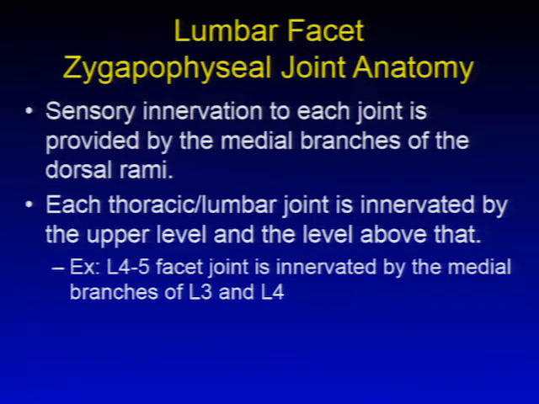Just like in the neck, lumbar facet pain may occur in the lower back, in the lumbar region, in what is called a zygapophyseal facet arthropathy. Sensory innervation to the joints in the lumbar region is provided by the medial branches of the dorsal rami. However, in contrast to the cervical facet, the thoracic and lumbar joints are innervated by the upper level and the level above. For example, the L4-L5 facet joint is innervated by the medial branches of L3 and L4.